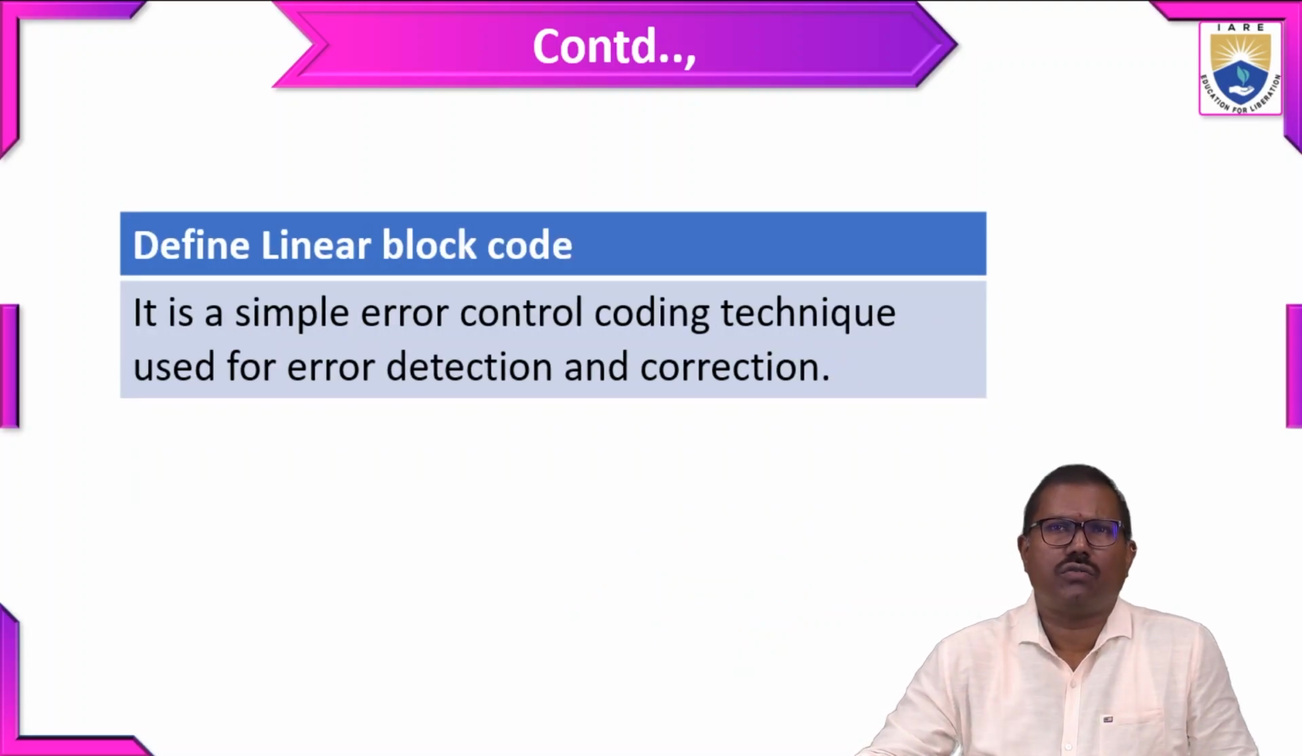So define linear block code. It is a simple error control coding technique used for error detection and error correction.